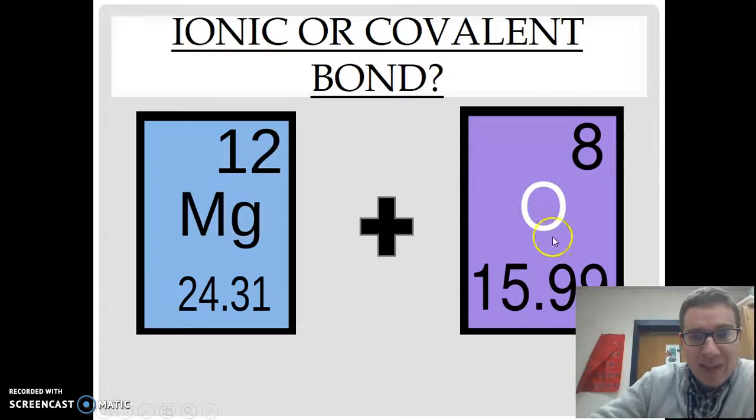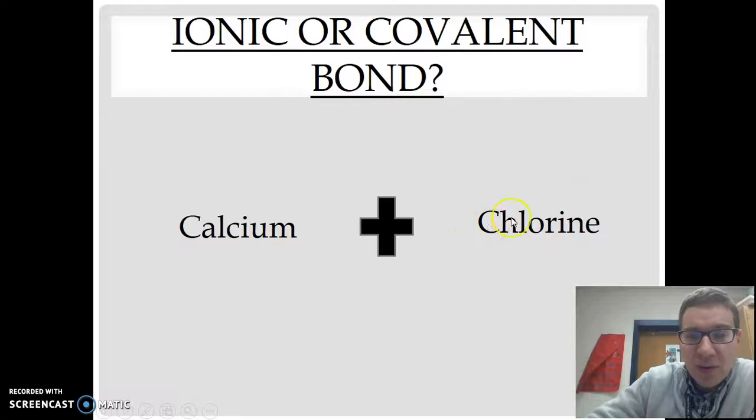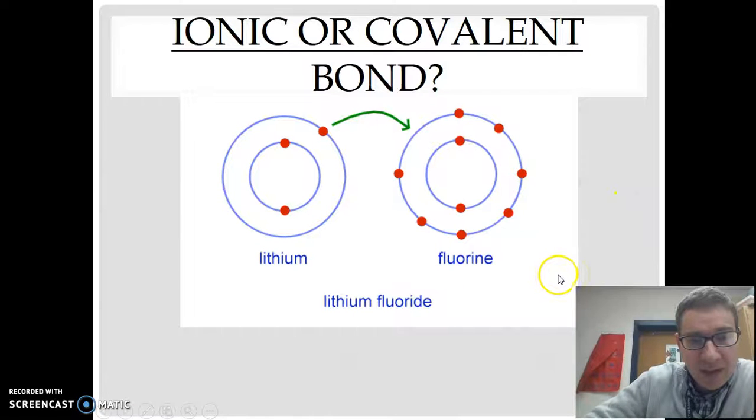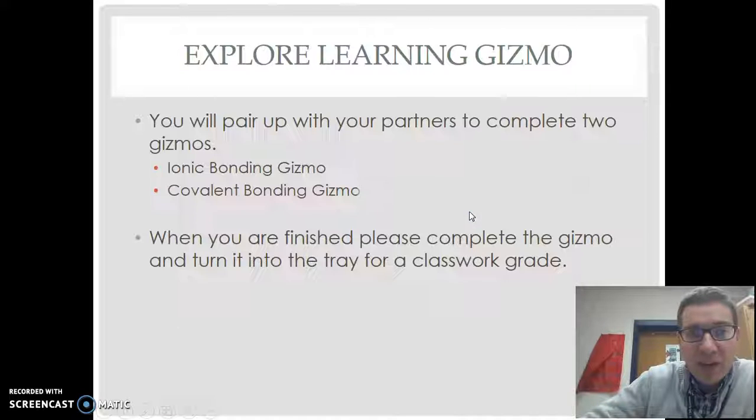Okay. Magnesium and oxygen. Well, magnesium is a metal and oxygen is a nonmetal, so that is an ionic bond. Okay. It's just that simple. Okay. Calcium and chlorine. Calcium is a metal. Chlorine is a nonmetal, so it's an ionic bond. Right. And one more. Lithium and fluorine. Lithium is a metal. Fluorine is a nonmetal. This is an ionic bond.